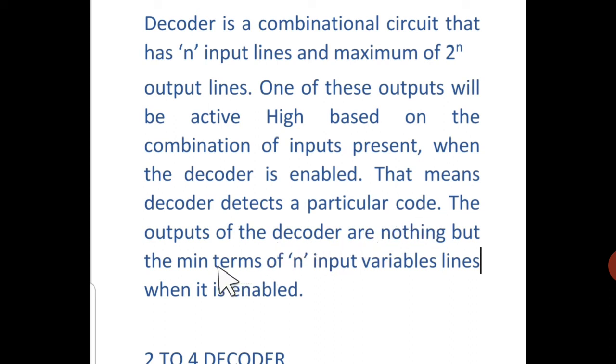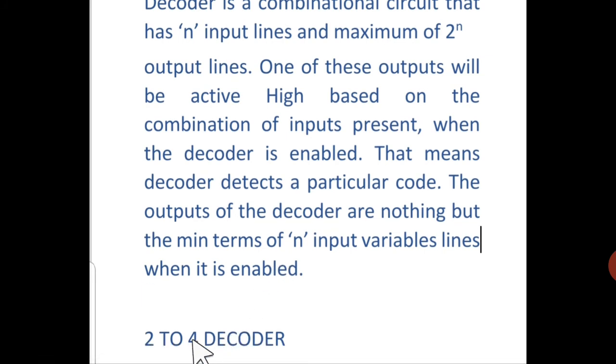The outputs of the decoder are nothing but the min terms of n input variables or lines when it is enabled. So always remember, whenever you write a combination of the input variables, that will always be a min term. What is a min term? It's a logical product of the given input variables where we complement the zeros and the ones are not touched. Alright. So we are going to discuss the 2 to 4 decoder.